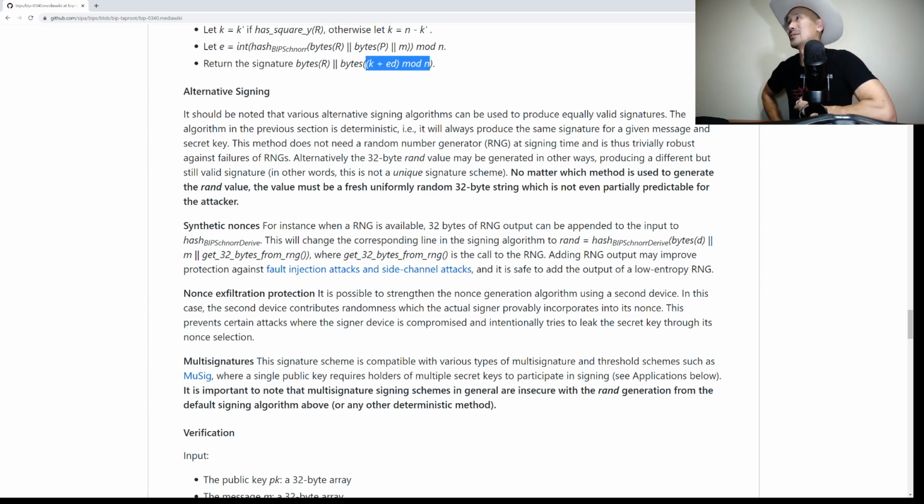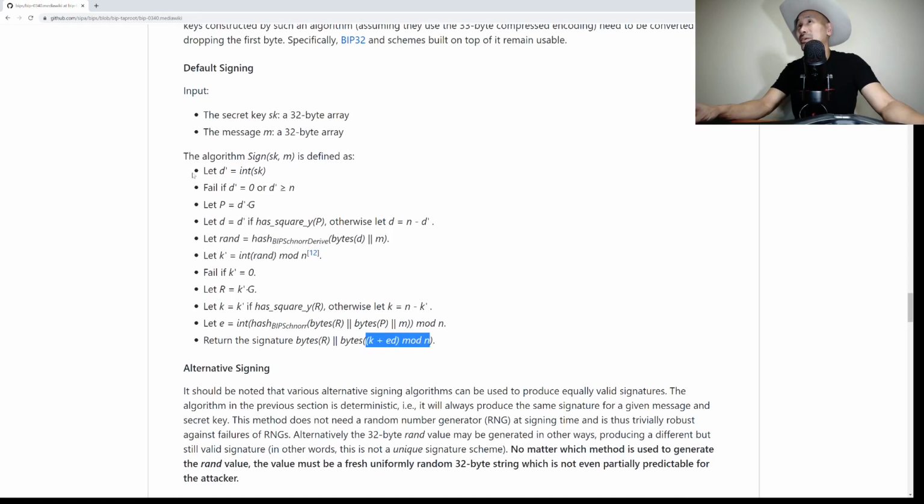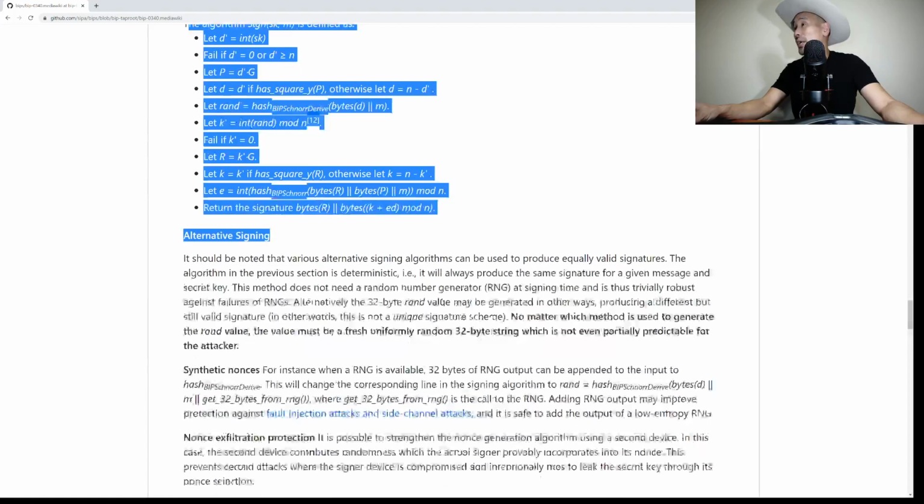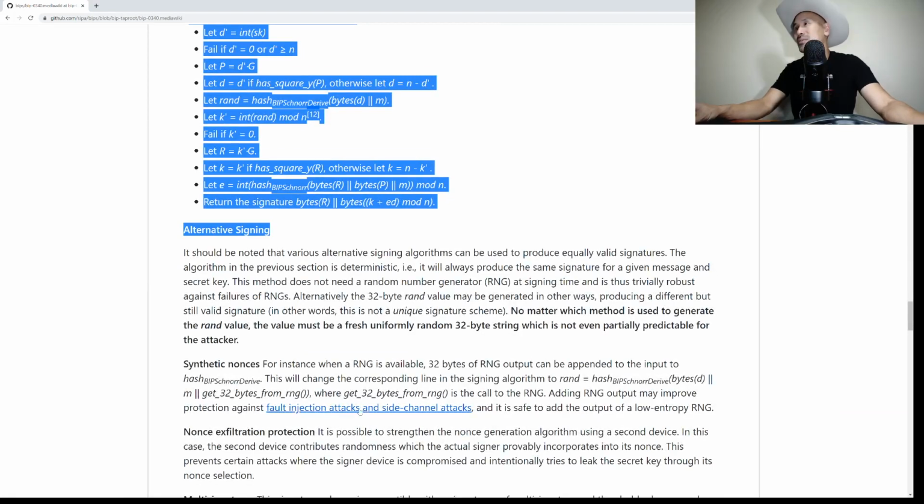No matter which method is used to generate the rand value, the value must be a fresh, uniform, random 32-byte string, which is not even partially predictable for the attacker. So this is very important that you make it so that the k generation is very random. The particular algorithm here, the default one, uses a deterministic k, which is great, especially for unit testing and so on.